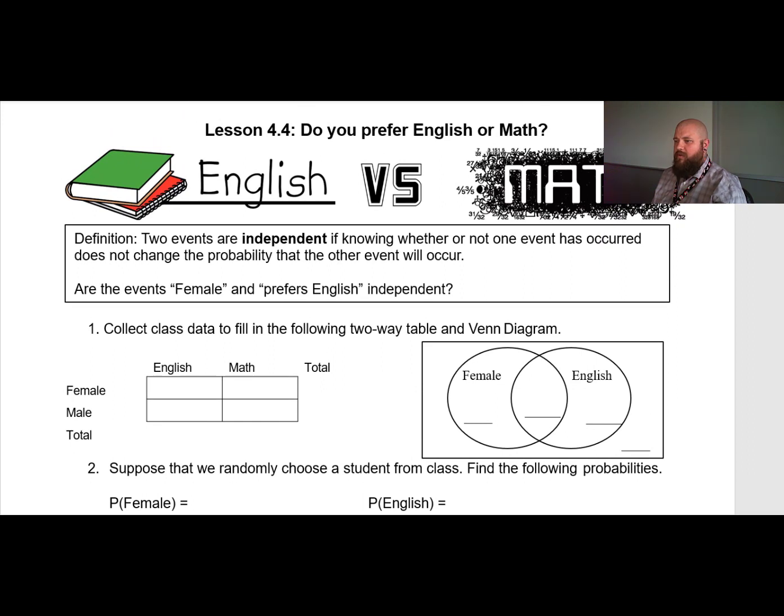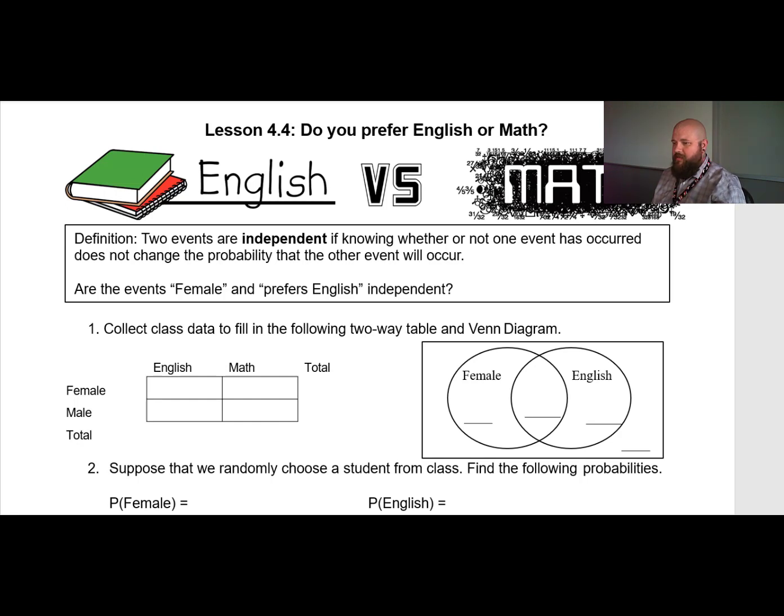Okay, so 4.4, do you prefer English or math? So definition, two events are independent if knowing whether or not one event has occurred does not change the probability that the other event will occur. Are the events female and prefers English independent? So I want us to collect data to fill in the following two-way table and Venn diagram. Well, I'm going to use data that I've had from a previous class here, and we'll go about writing it out like that.